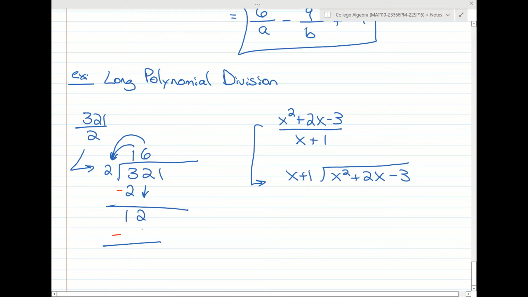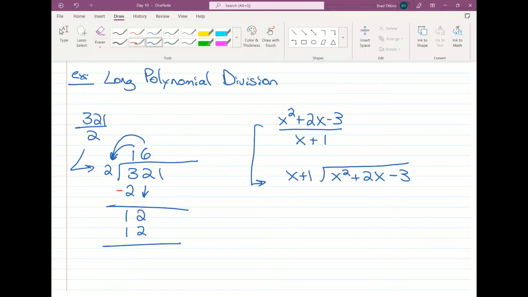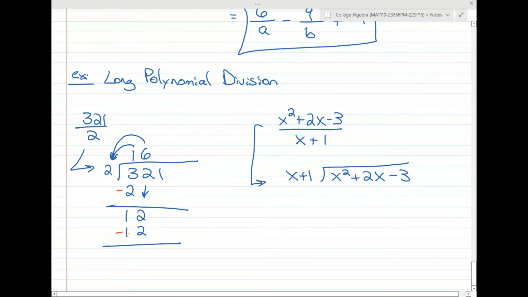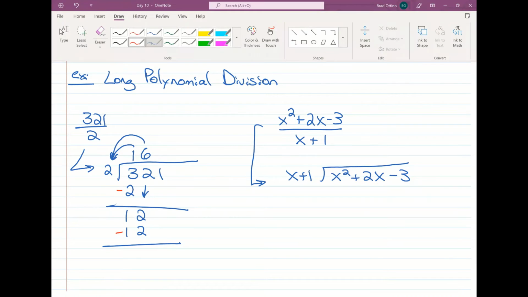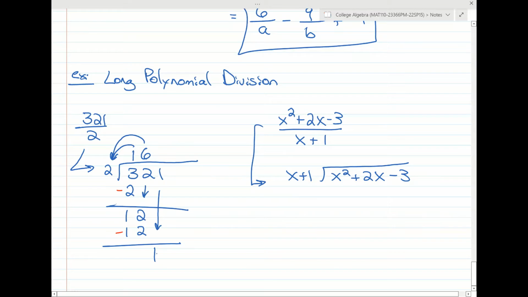Bring the 1 down, bring the 2 down. So 2 times what is 12? The answer is 6. 6 times 2 is 12. I apologize. And then we subtract, those cancel, and then we just bring down the 1. 2 doesn't go into 1, so that's the remainder. The way you write your answer is you say 16 and 1/2. The remainder goes on top. The divisor goes on the bottom.